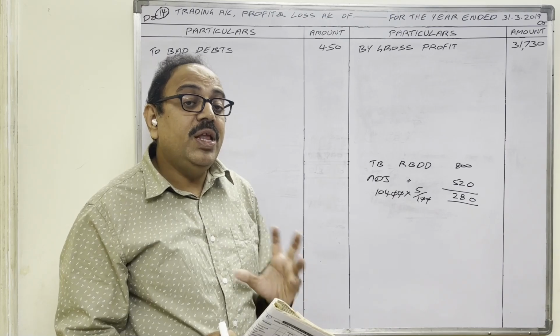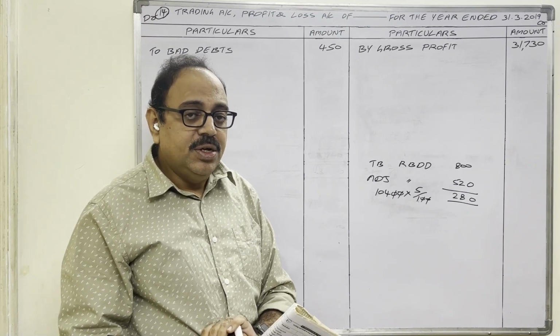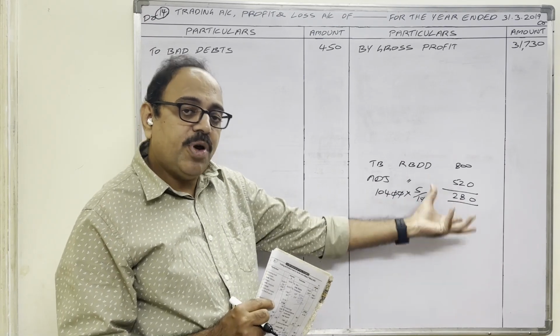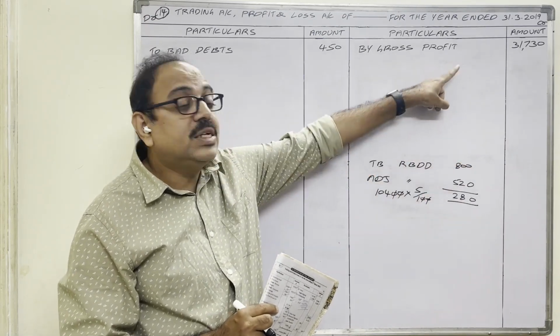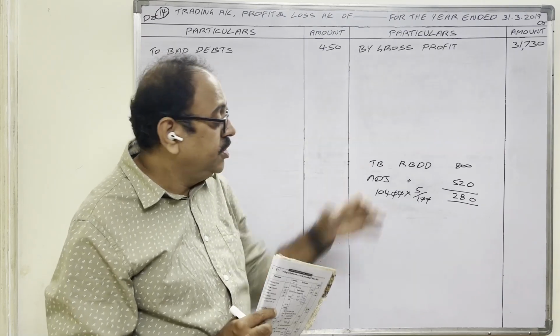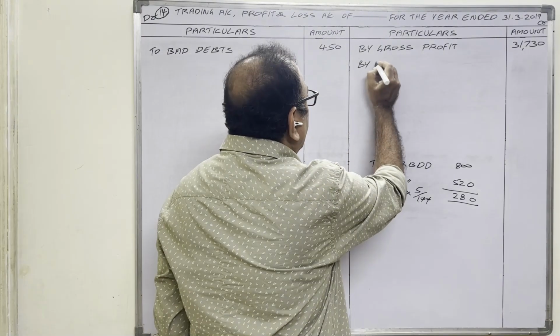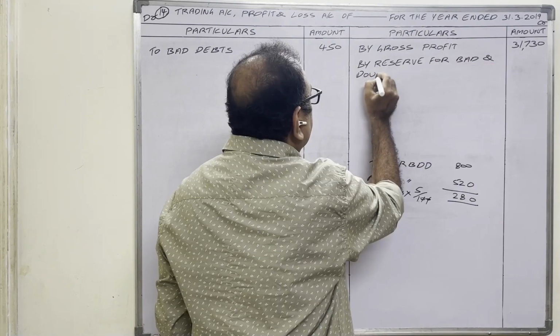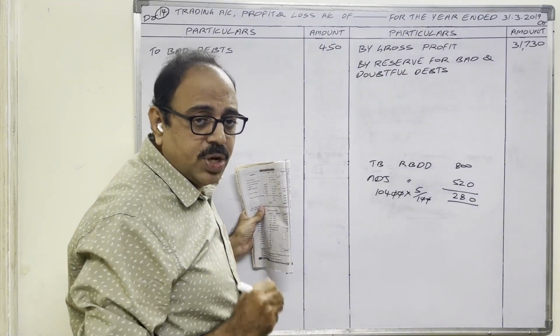Not necessary. Therefore this year, to the current year profit we will add this 280. So profit will increase when you add like that. Means this 280 should be shown as an income, then only profit increases. That is why on the credit side we should show this 280 rupees, by reserve for bad and doubtful debts. How can this 280 be shown clearly?